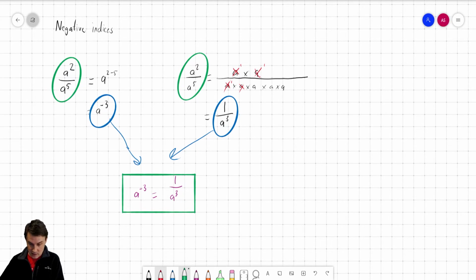So if we take this rule further, we can come up with a more general rule, and this is where we have a to the power of negative m. That here is going to be equal to 1 over a to the power of m. And so this will be the more general rule which we use dealing with these negative indices.